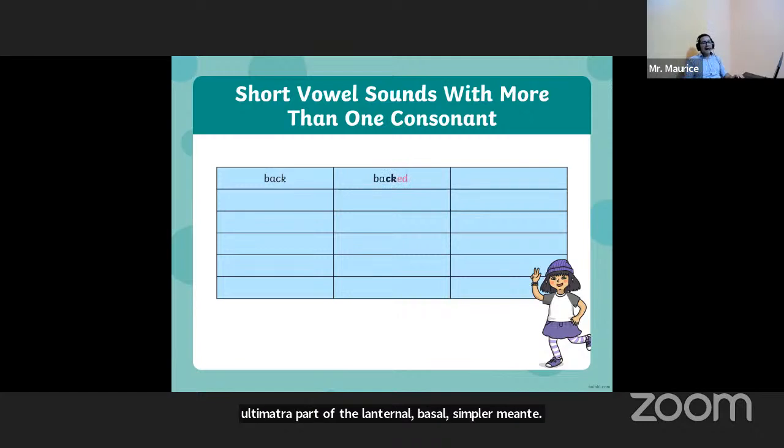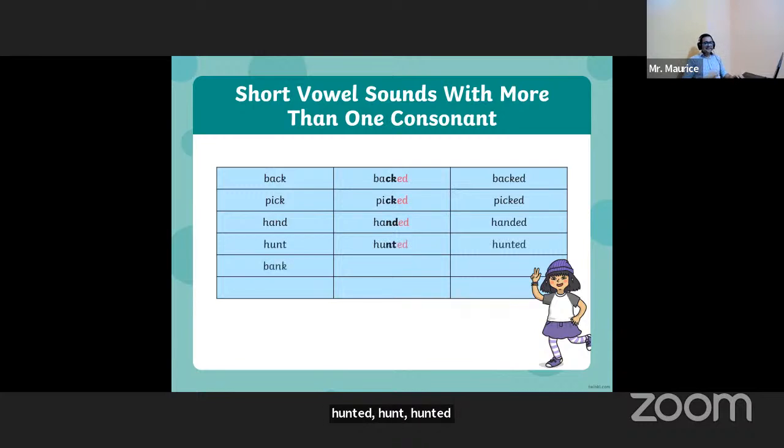Back, backed. Pick, picked. Hand, handed. Hunt, hunted. Bank, banked. Lift, lifted. That is rule number 2. Let's move on.